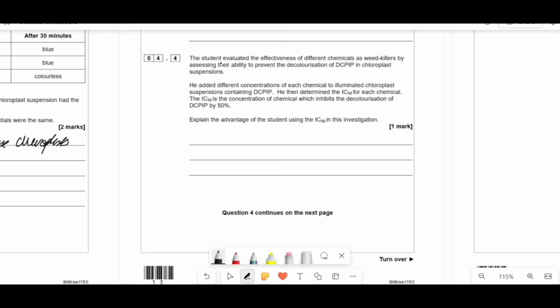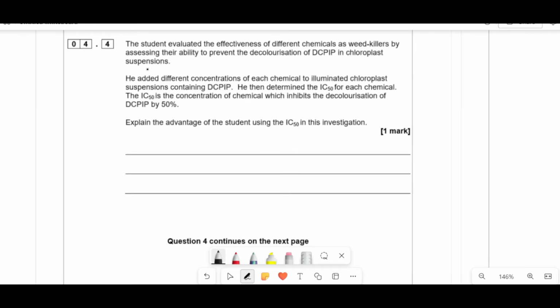Now, the student evaluated the effectiveness of different chemicals of weed killers by looking at their ability to stop decolorization of chloroplast suspensions. They added different concentrations of each chemical to chloroplast suspensions with DCPIP, and they looked for the IC50 for each one. So here, what they're changing is the concentration, what they're measuring is the IC50, and the question's told you the IC50 is the concentration which inhibits decolorization by 50%.